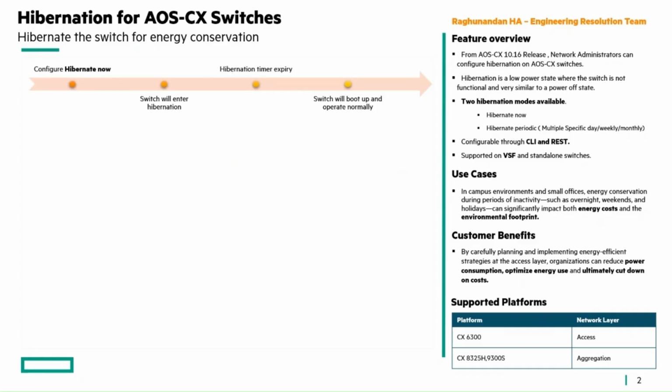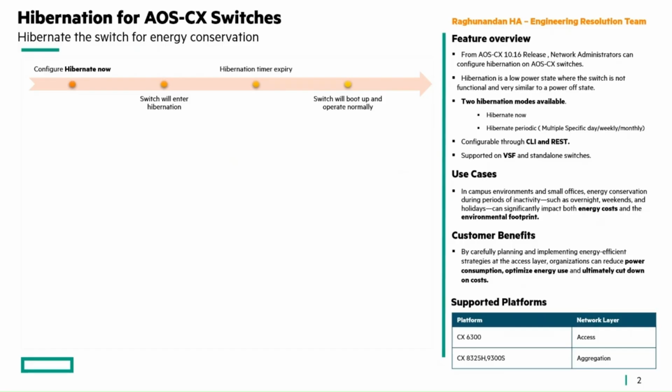So here you can see the flow of Hibernate now. As soon as you configure the hibernation, the switch will enter the hibernation mode and wait for the hibernation timer to expire. And once the hibernation timer has expired, the switch will boot up automatically and start operating normally. So that's what the hibernate now option is for, as soon as you configure hibernate now with the command.